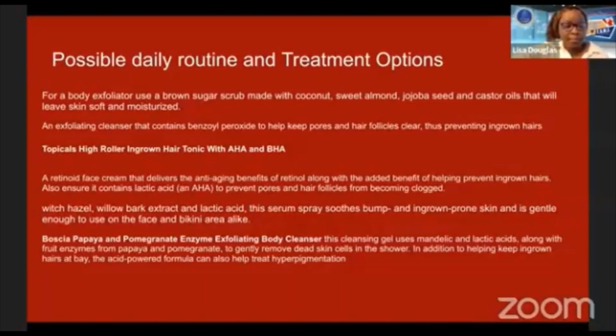Boscia papaya and pomegranate enzyme exfoliating body cleanser. This cleanser gel uses mandelic and lactic acids along with fruit enzymes with papaya and pomegranate to gently remove dead skin cells in the shower. In addition to helping keep ingrown hairs at bay, the acid-powered formula can also help treat hyperpigmentation.